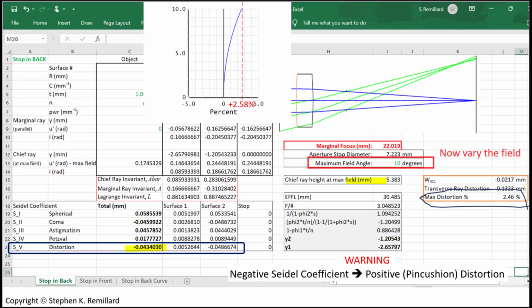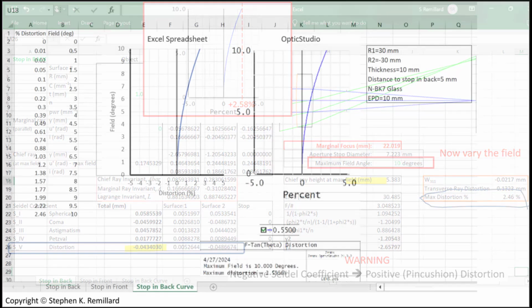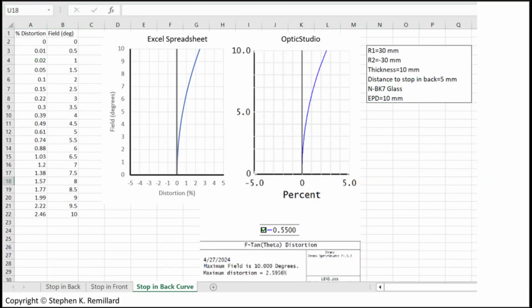This calculation was done for a 10-degree half field of view. So I was curious, if I varied this field of view, could I replicate this distortion versus field plot that OpticStudio generates? So keeping the stop 5 millimeters behind the lens, I varied the field, tabulated the max distortion percent, and graphed it. The plot on the left is from the YNU spreadsheet. The plot on the right is screen grabbed from OpticStudio.